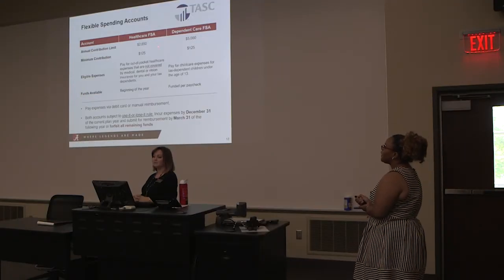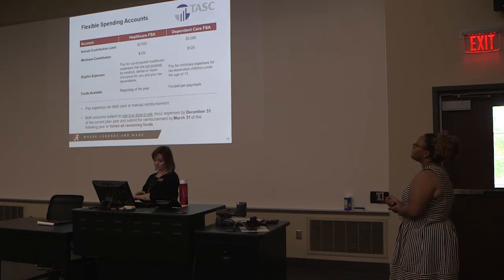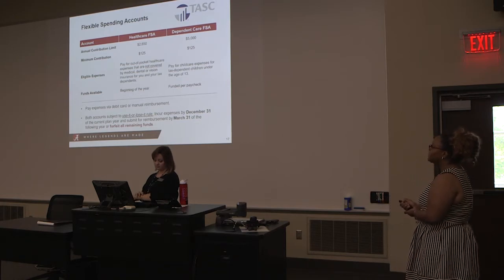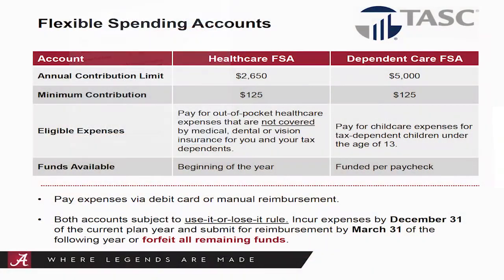Flexible spending accounts, we've already talked a little bit about these. The healthcare FSA, dependent care FSA. Healthcare FSA has an annual contribution limit of $2,650. Dependent care, annual contribution limit of $5,000 with a minimum contribution of $125 for each.